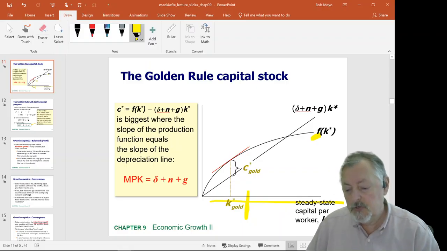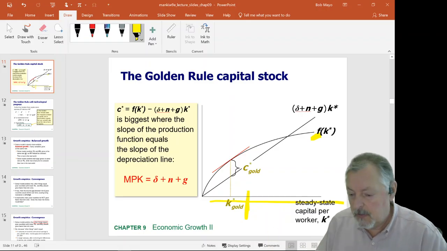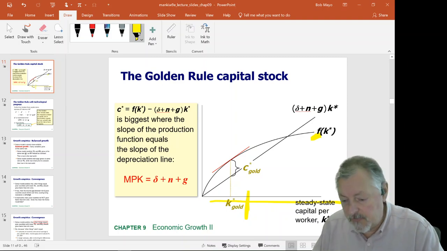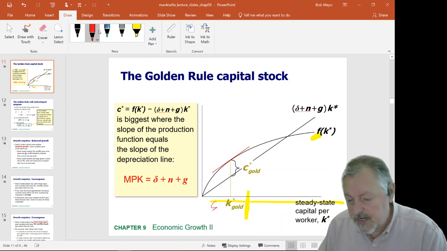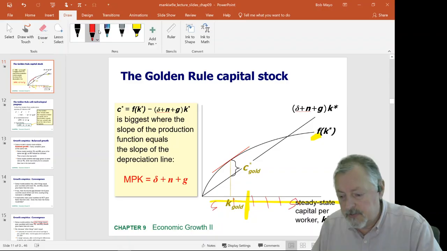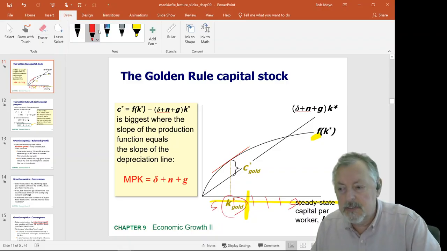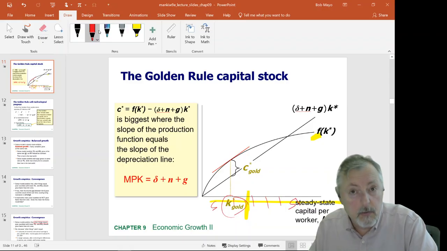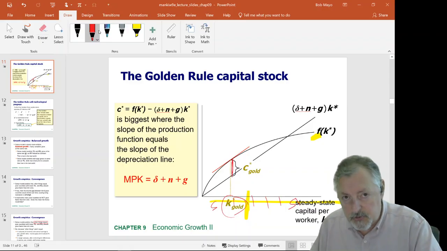This one is showing all the different possible steady states, depending on the savings level. If you have a low savings level, you could have a steady state there. High savings level, you could have a steady state there. These are all steady states. This one is just the steady state that you prefer, because it's the one that maximizes consumption.